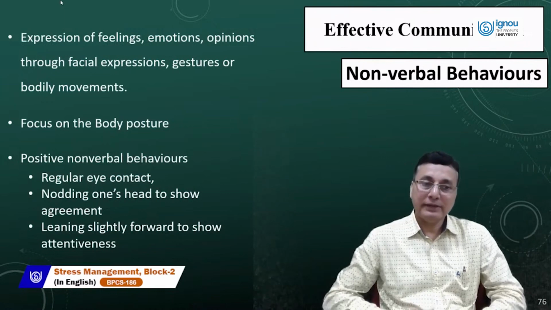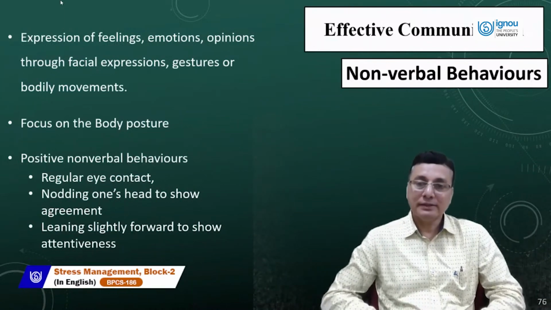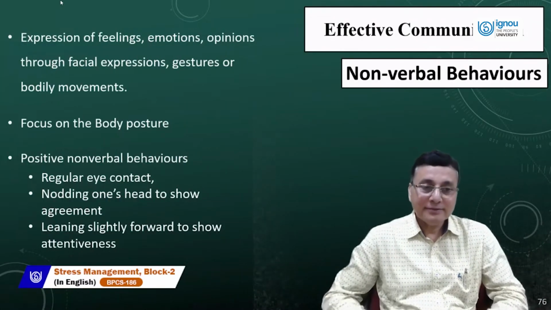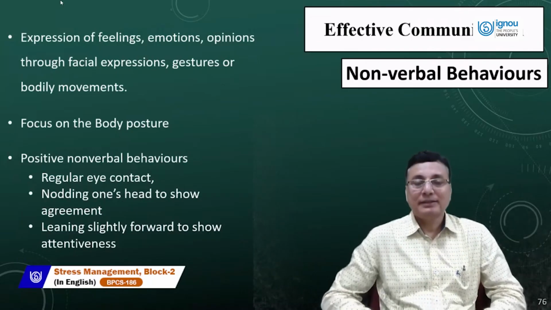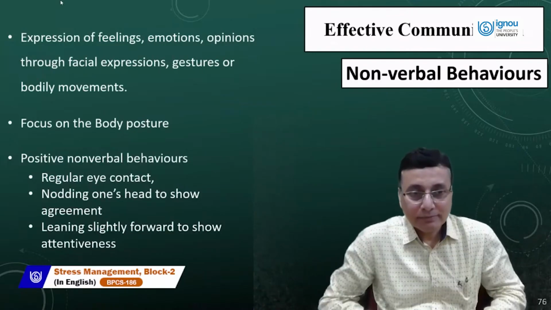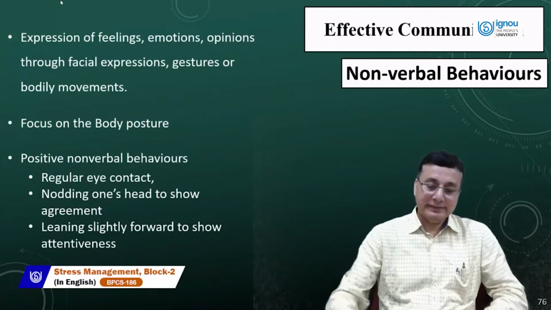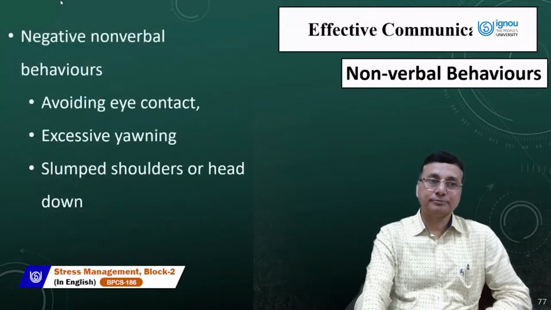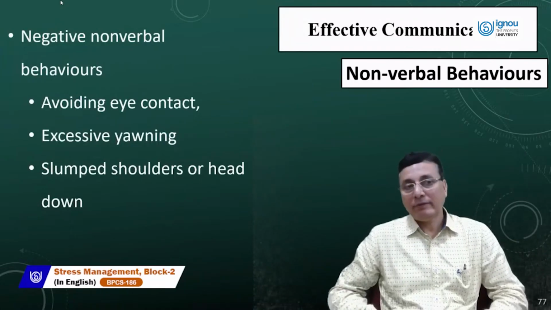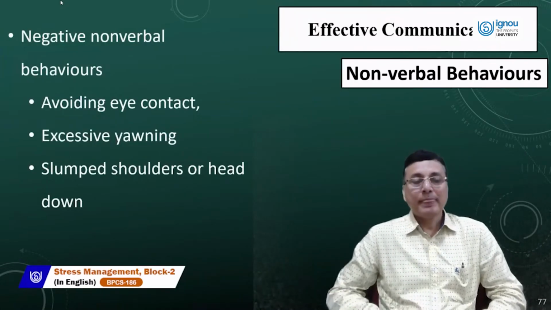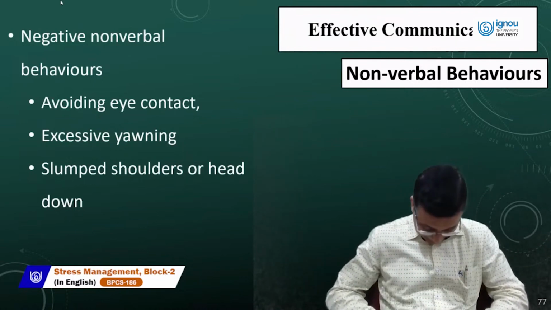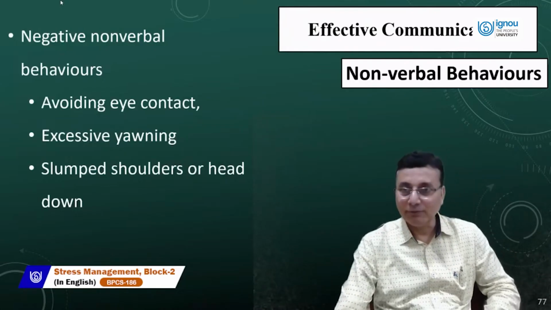Nodding one's head to show agreement sometimes, but too much nodding is not required, and leaning slightly forward to show attentiveness. If you sit like this, it may not give a very good impression, but if you listen like this, people think yes, you are interested. Negative non-verbal behaviors are avoiding eye contact, excessive yawning, slumped shoulders or head down. Such things should be avoided.